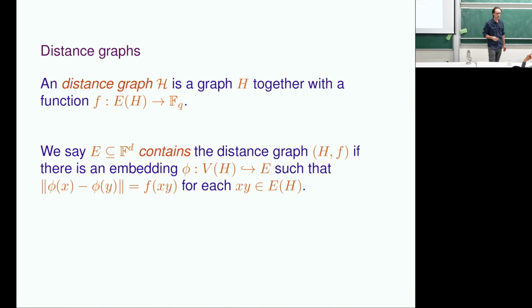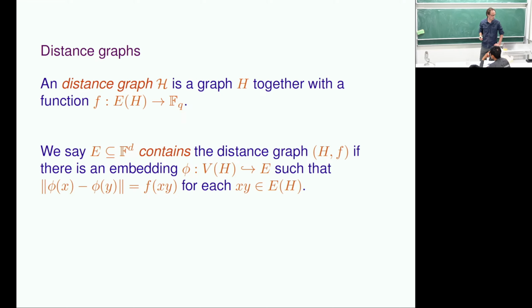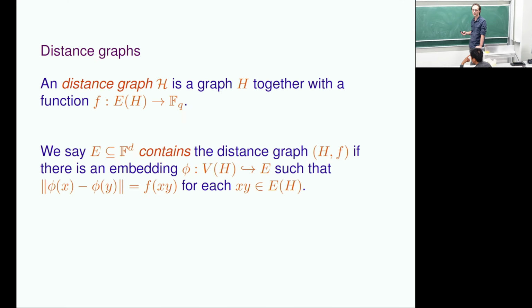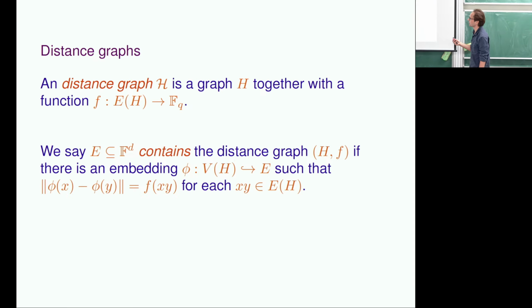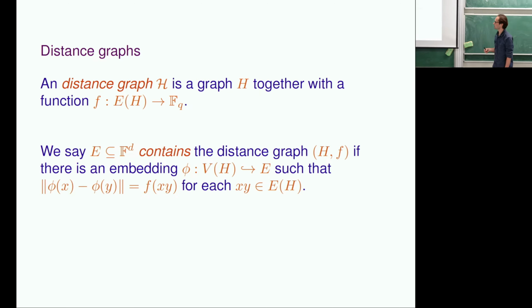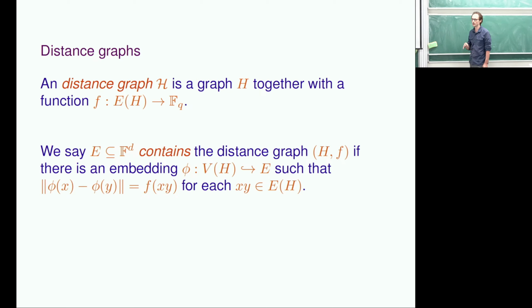What I'm going to talk about today is a little bit of a different question. We're interested not just in determining whether a set of points determines a specific distance, but whether it determines a more complicated graph. Here, a distance graph H is a graph where we label the edges with elements of F_q, and we say that a set of points contains the distance graph if there's an injection from the vertex set of H into the set of points that preserves the distances.